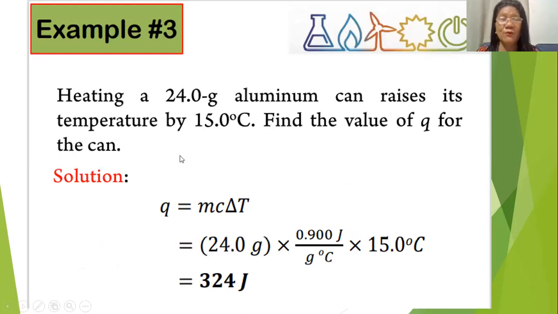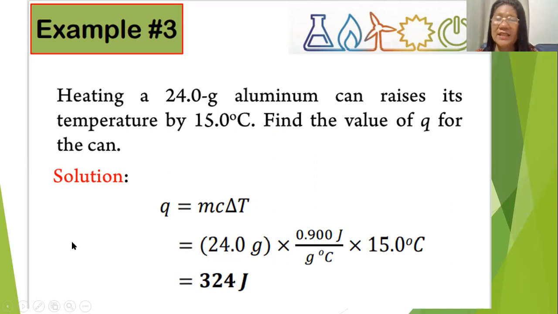Okay, example for this. Heating 24 grams. Whenever you see grams, bear in mind that it is the mass. An aluminum can raises its temperature by 15 degrees centigrade. Meaning, there is no given initial temperature, so the 15 is already the change in temperature. You are going to get Q.